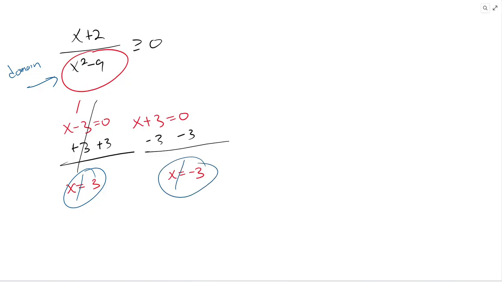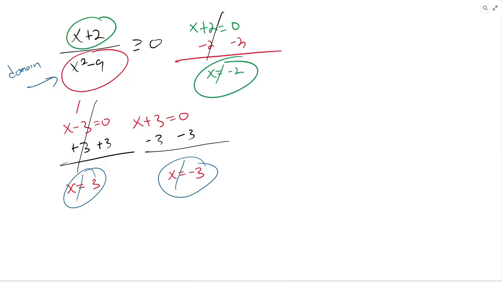The other critical points actually can be found here in the top. Same thing, we're going to set that equal to 0. We're going to subtract 2 on both sides. And when we do that, we're going to get x is equal to -2, which is our other critical point.